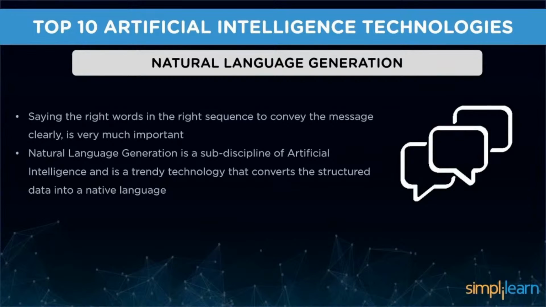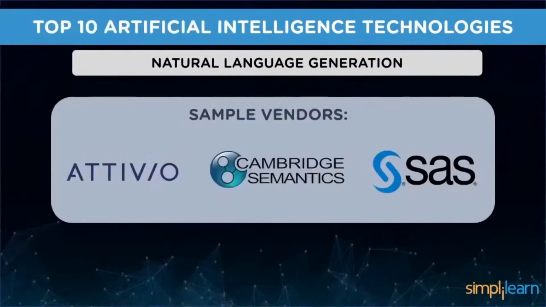Natural language generation is a subdiscipline of artificial intelligence and is a trendy technology that converts the structured data into a native language. The machines are programmed in such a way that the algorithms convert the data into a desirable format for the users. This technology is widely used in customer service, report generation, and summarizing business intelligence insights. Some of the sample vendors are Attivio, Automated Insights, SAS, Cambridge Semantics, Digital Reasoning, Narrative Science, etc.